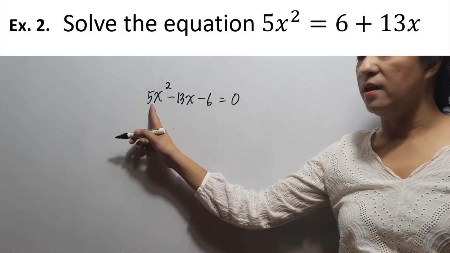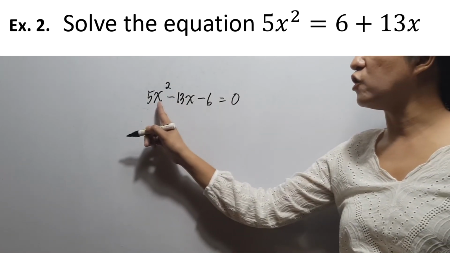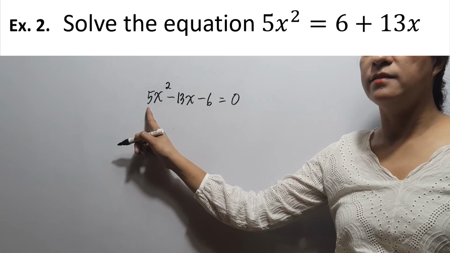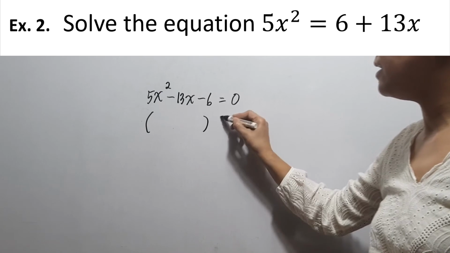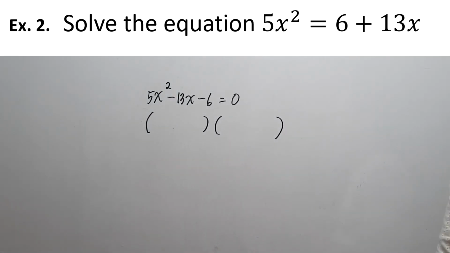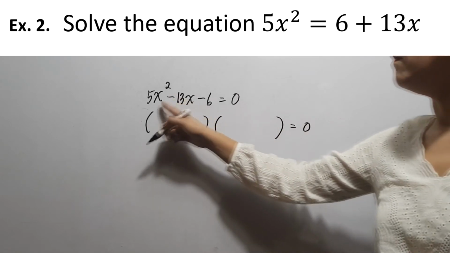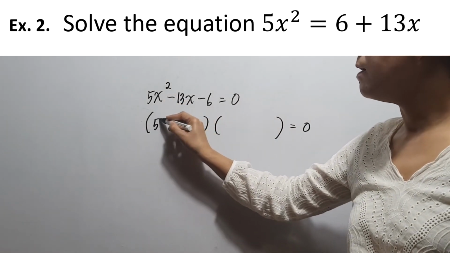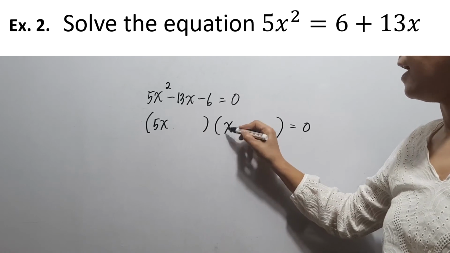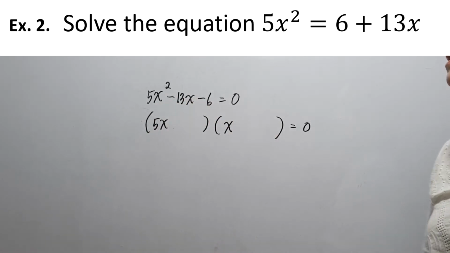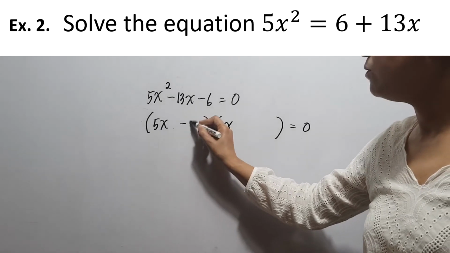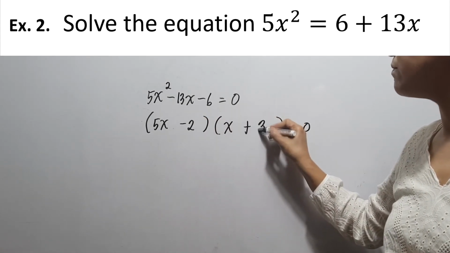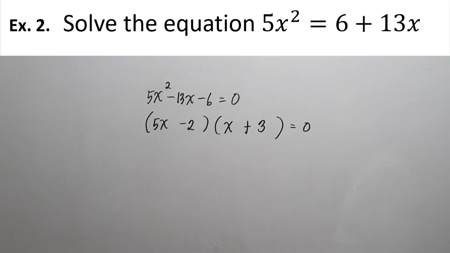Ayan, medyo may challenge kasi the coefficient of the first term is 5. It's greater than 1. So, this calls for a trial and error process. Yeah, trial and error. Okay, so 5x squared, the factors are 5x times x. Okay, the last term is negative 6. So, ano factor si negative 6? So, pwedeng negative 2 at saka positive 3. Tingnan nga natin, itry natin kung tama.